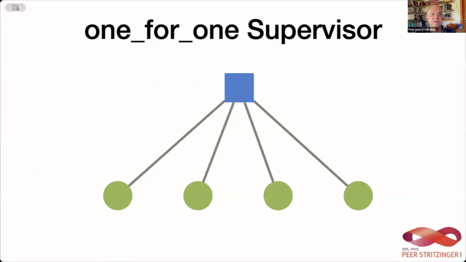But first, let's start with a concrete example of a supervisor. So the blue box is actually a supervisor here, this one. And the green boxes are its children processes. So we call those children, and that's the parent, because that's a tree. And the gray lines mean that these processes are linked.